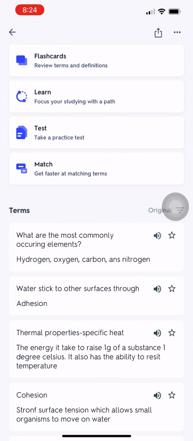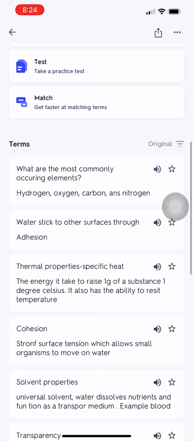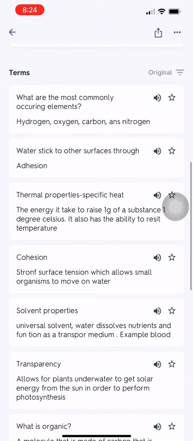What are the most commonly occurring elements? Hydrogen, oxygen, carbon, and nitrogen. Water sticks to other surfaces through adhesion.